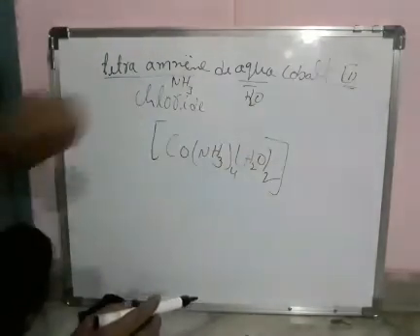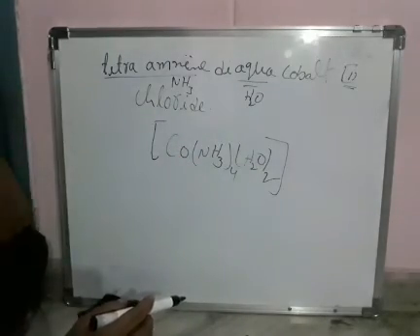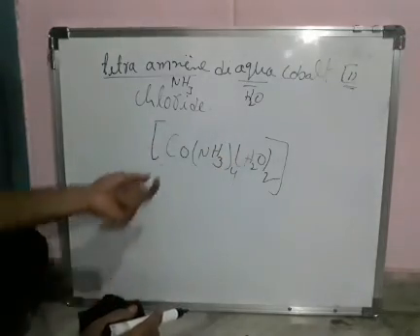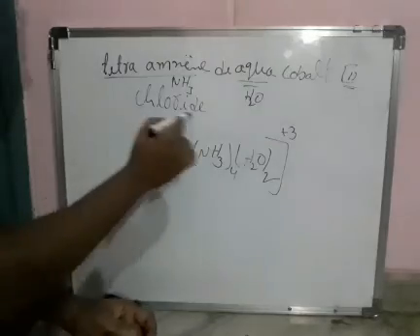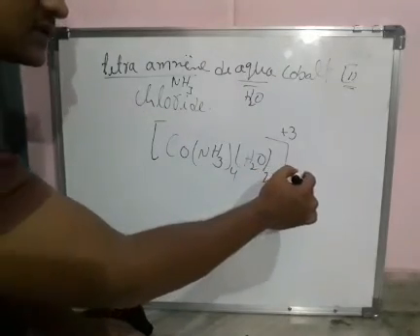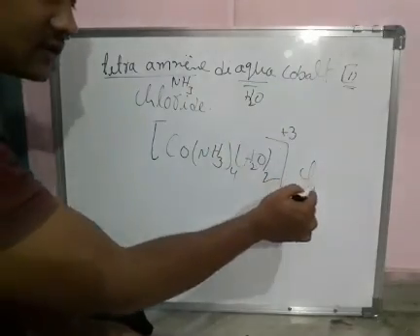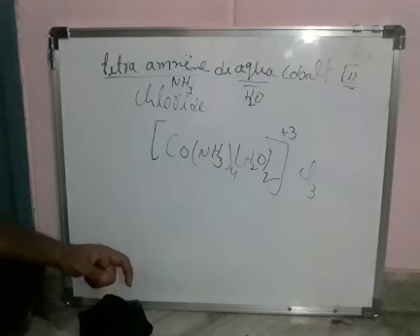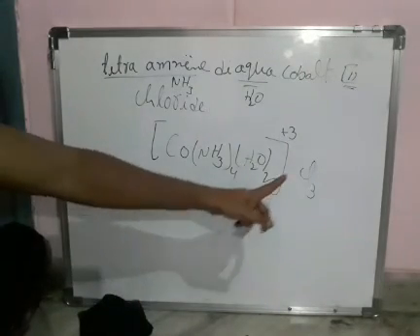So cobalt 3. These are neutral ligands, so the charge is 0. So it should be mentioned as cobalt plus 3. Here chloride is there, so that counter ion is Cl. In order to balance this charge, we have to write Cl3. So that is the formula of the given IUPAC name: [Co(NH3)4(H2O)2]Cl3.